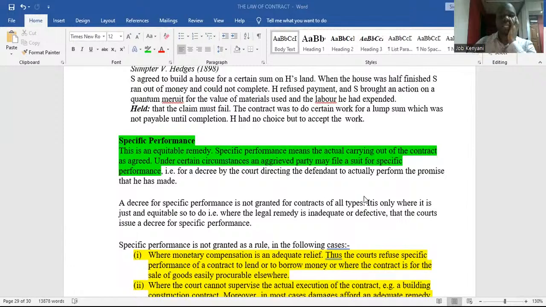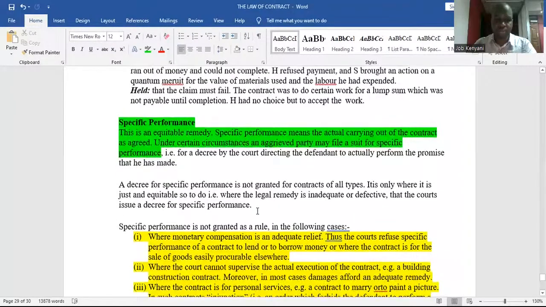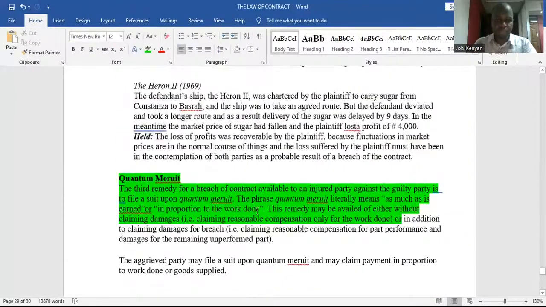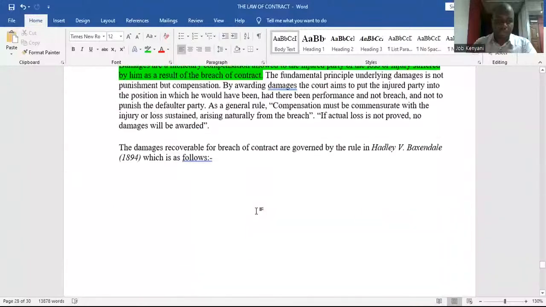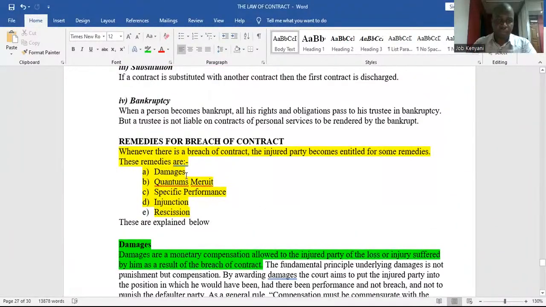I can see Mary saying she's taking short notes. So what I'll do, let me just extract this particular area. Then I think I can share it on the group. So I can share on the group. Remedies for breach of a contract.